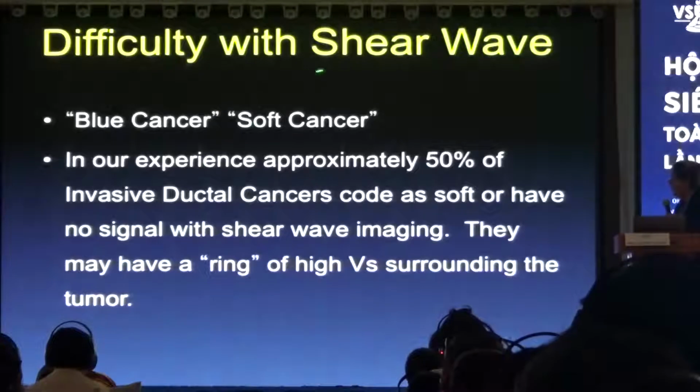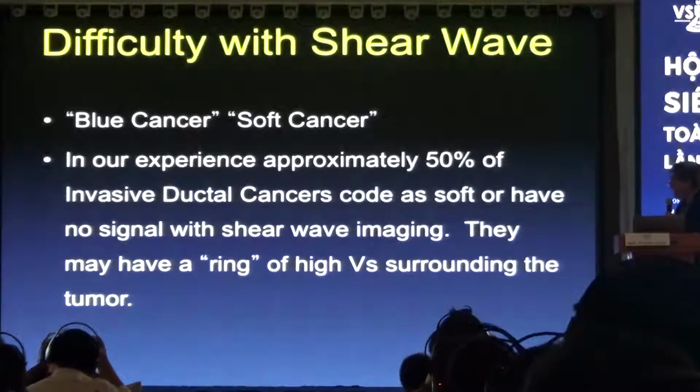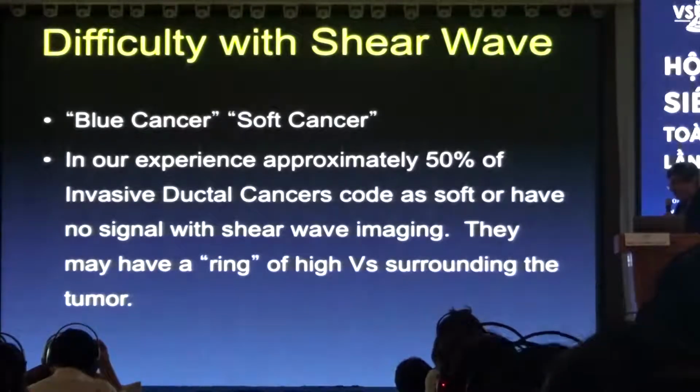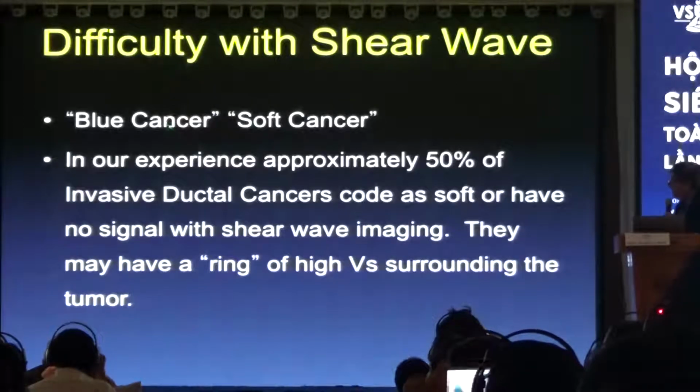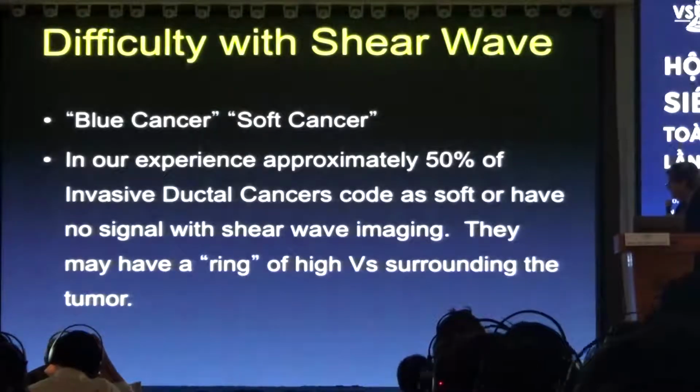But I wanted to go over the problems with shear wave. And this is something that's relatively unique to breast. Some people call them blue cancers or soft cancers. Actually, these are very, very stiff cancers. So these are the cancers you have a hard time putting a needle in because they're so hard. But on shear wave, they appear to be soft. And about 25% of our cancers are this way.